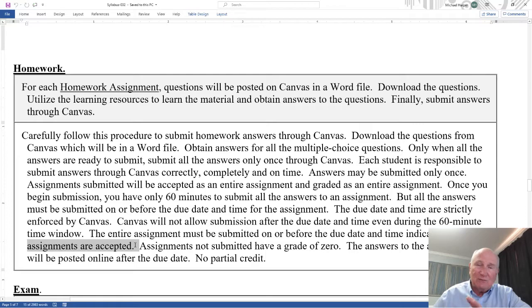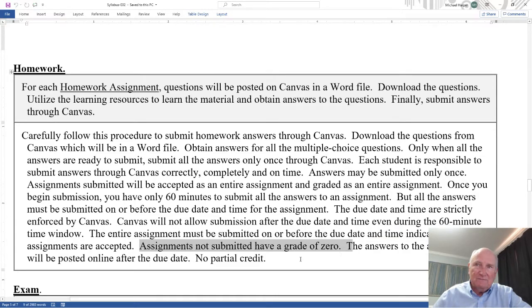That's why it's important. If you get in there and you don't submit everything, that's your submission. You can't go in and submit it again. You can't submit the last half of it. So be very, very careful with submitting these assignments. Assignments not submitted have a grade of 0.